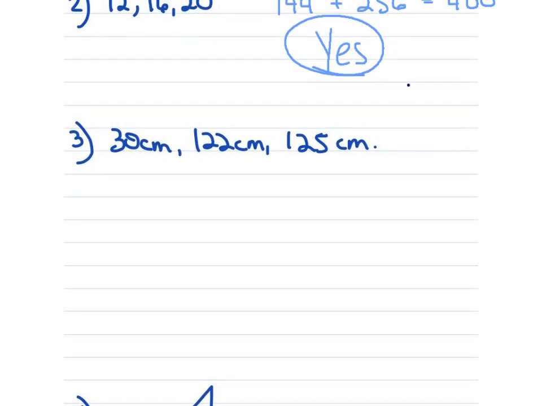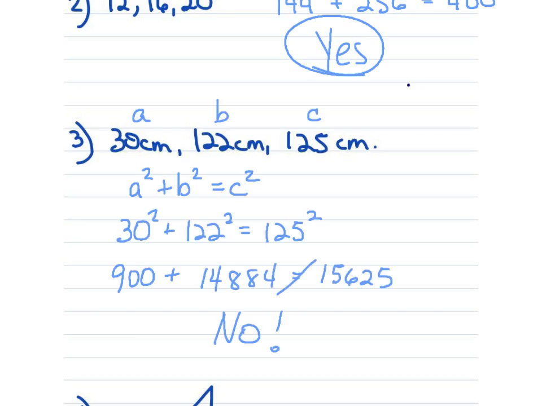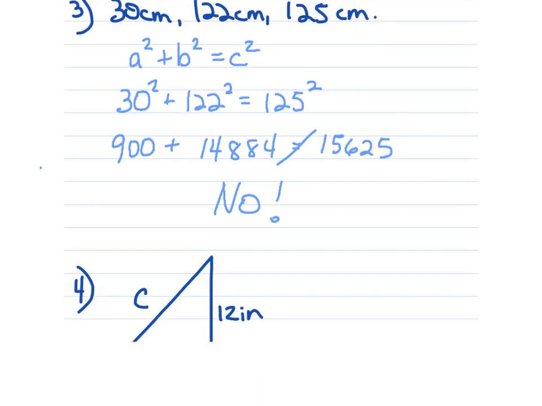Okay, number 3, try that on your own. Pause the video now, then go ahead, hit play, and check your answer. Okay, here we find that these three side lengths do not form a right triangle. Check your work. Okay, let's go on to number 4.